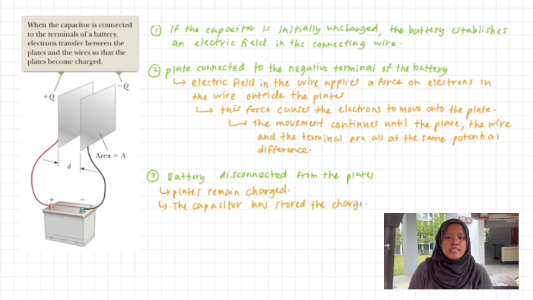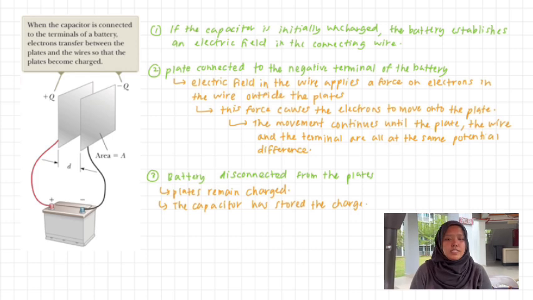If the capacitor is initially uncharged, the battery establishes an electric field in the connecting wires when the connections are made. Let's focus on the plate connected to the negative terminal of the battery. The electric field in the wire applies a force on electrons in the wire immediately outside this plate. This force causes the electrons to move onto the plate. The movement continues until the plate, the wire, and the terminal are all at the same electric potential.